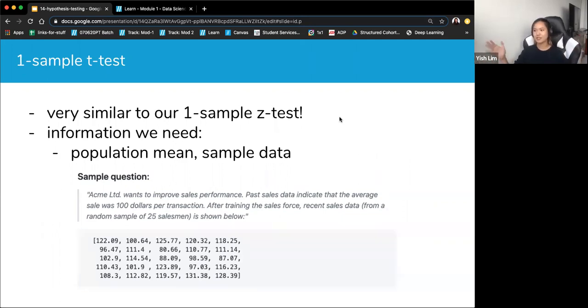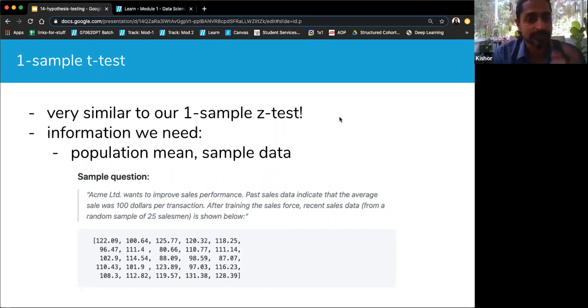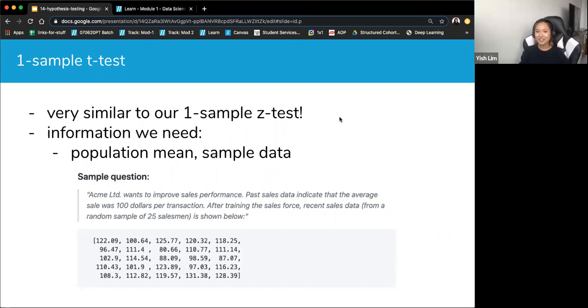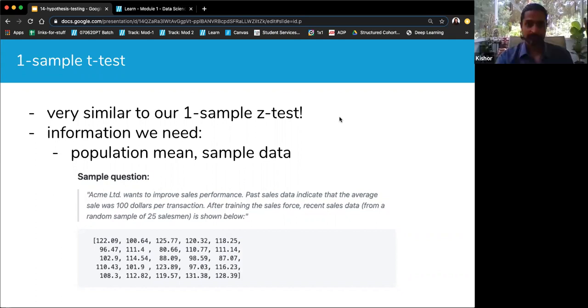So this is our sample question. I took it from the lab. Acme wants to improve sales performance. Oh, yeah. Can you repeat that? No worries. As long as you don't have your population standard deviation, you should always default to a t-test. Actually, t-tests are way more common than z-tests. It's just that, as you'll see, t-tests have more calculations to be done.